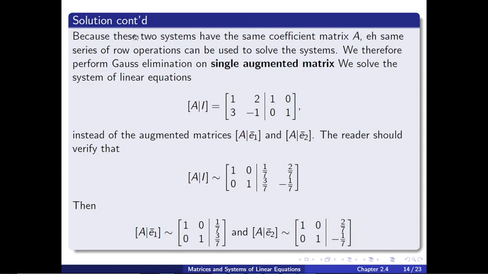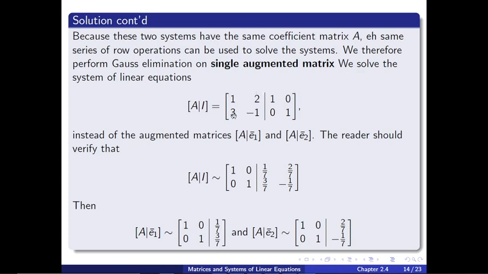Because these two systems have the same coefficient matrix A, the same series of row operations can be used to solve the two systems. So we've got two different systems and they have the same coefficient matrix. To reduce it to echelon form, we need the same series of row operations. So we therefore perform Gauss elimination on a single augmented matrix, which will look like that.